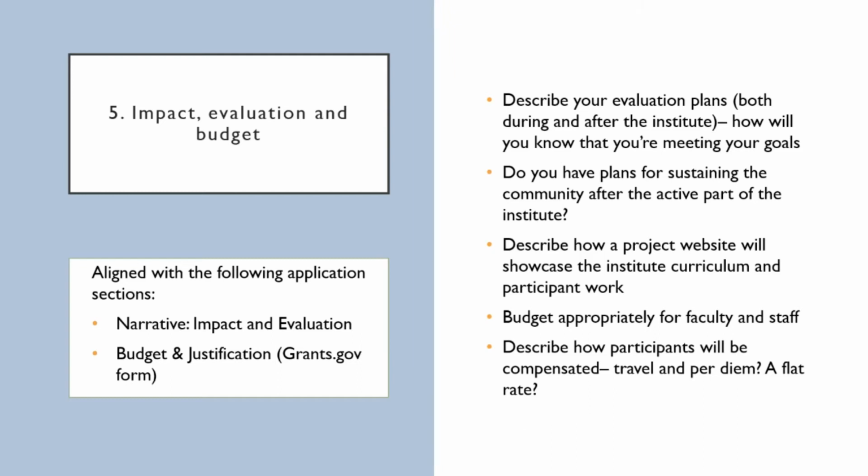These institutes are about building communities of humanities professionals around a particular topic or approach. So describe any plans that you have for sustaining that community after the active part of the institute. Every Institute for Advanced Topics has a website, of course. So detail how that project website will showcase the institute curriculum and participant work, and describe where that institute will live.